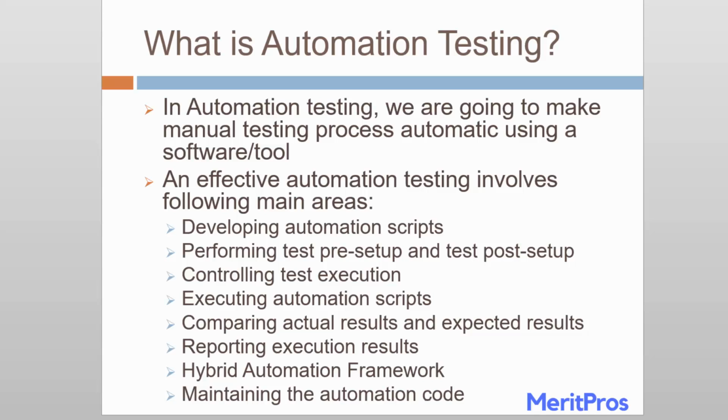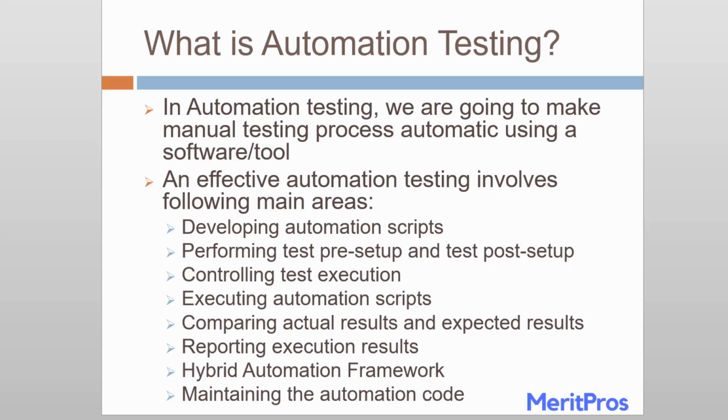An effective automation testing involves all the following areas. These are the main areas. The first thing is developing automation scripts. So you have to have the test cases, and then for those test cases you need to write the automation scripts. Then performing test pre-setup and test post-setup, whatever setup is required for a test case before execution or after execution. Then controlling the test execution.